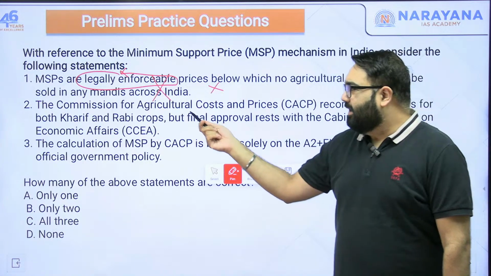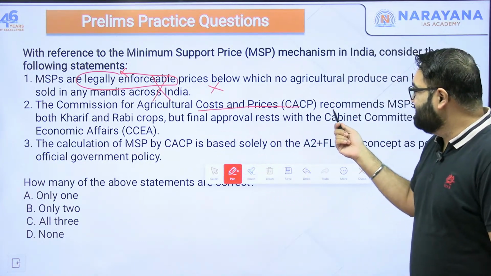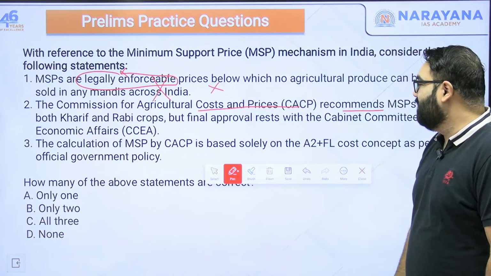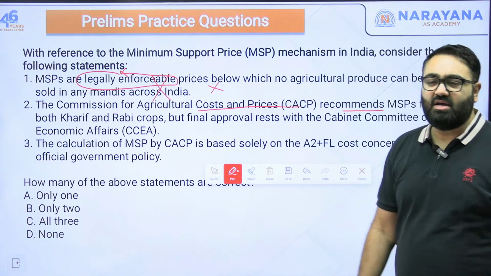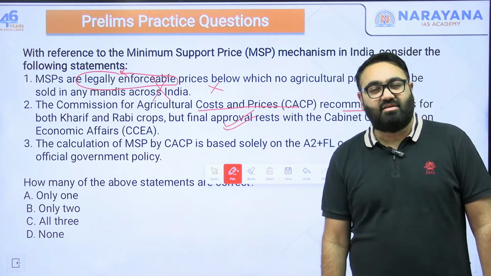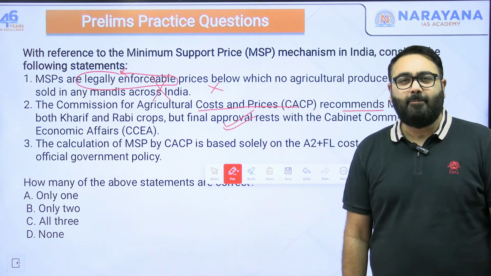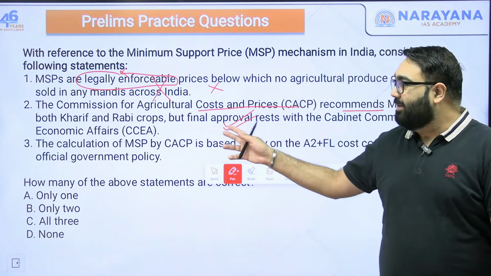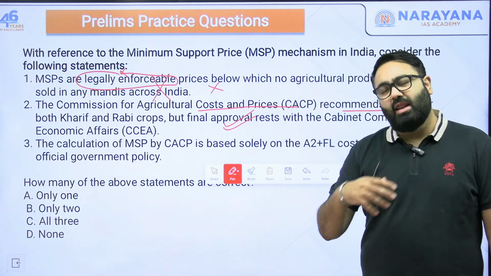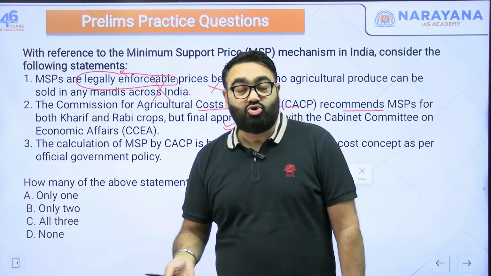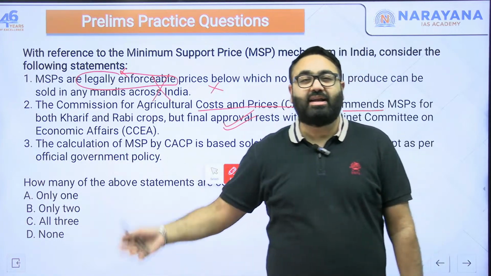Second, the Commission for Agricultural Costs and Prices, that is CACP, recommends MSP for both Kharif and Rabi crops, but final approval rests with the Cabinet Committee on Economic Affairs. We did discuss this. This is how it works. The Government of India takes the final call, that is their Cabinet Committee. Now, there are multiple Cabinet Committees that you might have heard about. There are different types of Cabinet Committees which are dependent on the Prime Minister. There used to be 6 Cabinet Committees earlier, now there are 8.